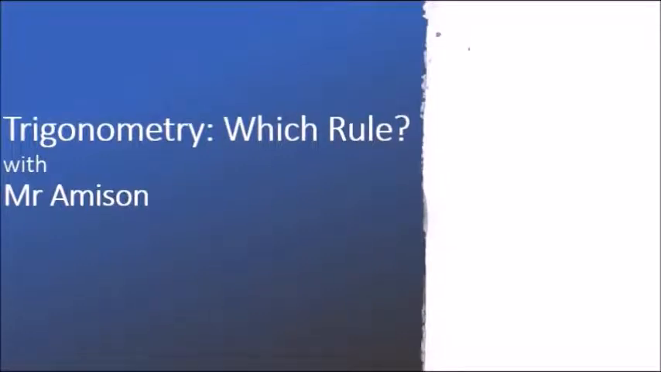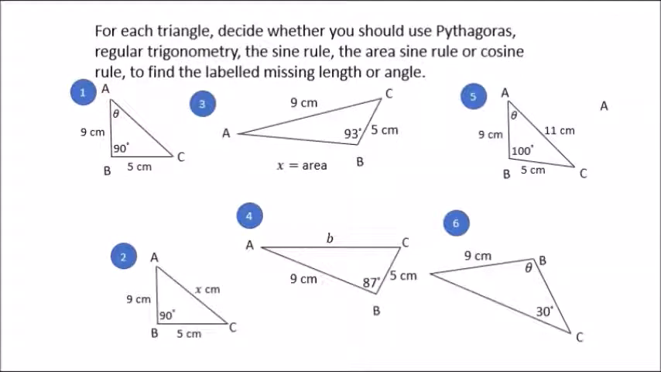In this video, I'd like to talk with you about when to use the different versions of trigonometry. I'm assuming a knowledge of the sine rule, cosine rule, area sine rule, normal trigonometry and Pythagoras for the purposes of this video. I'm going to use these 6 questions as examples to help us decide which rule we need to use. Question 1 and question 2 are right angle triangles.